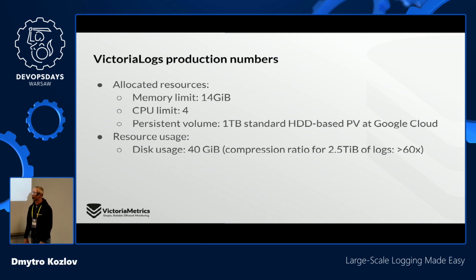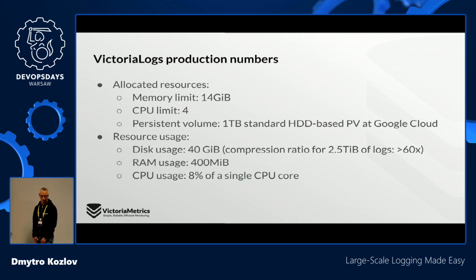You can ask one question: why are we using a 1 terabyte disk and not scaling it down? Because our disk usage is 400 gigabytes. And if you know the limitations on Google Cloud at that moment, disks near 100 gigabytes can get, I think, 20 megabytes per second bandwidth when you try to get some information from it, but 1 terabyte disks can get you 120 megabytes per second, if I'm not mistaken. So RAM usage is 400 megabytes at that moment, and we are using 8% of a single CPU core when we are pushing the logs to our system and retrieving some information from it.